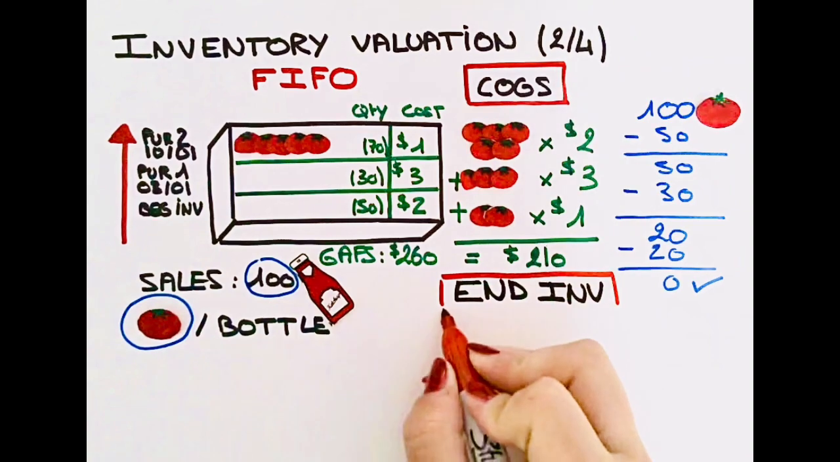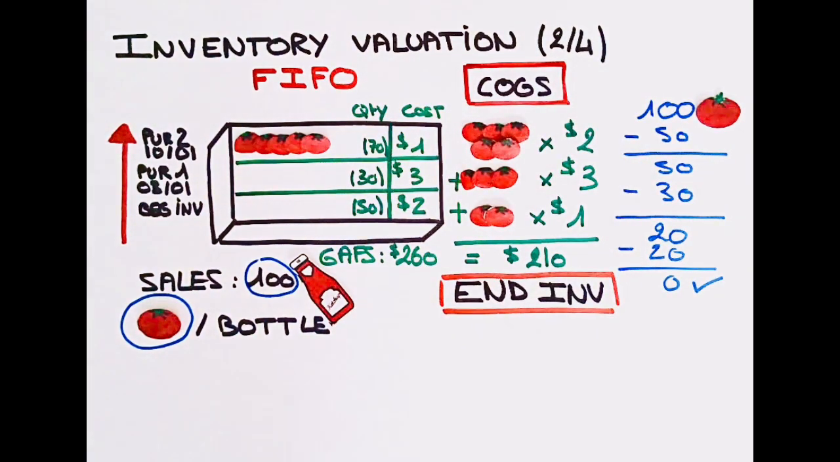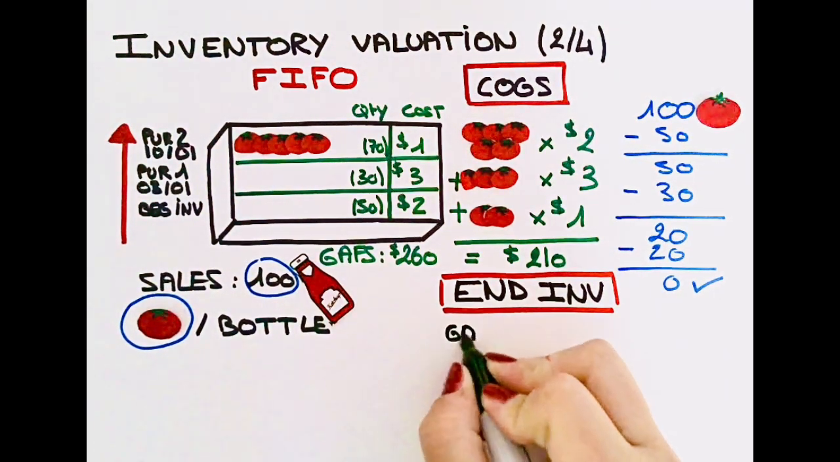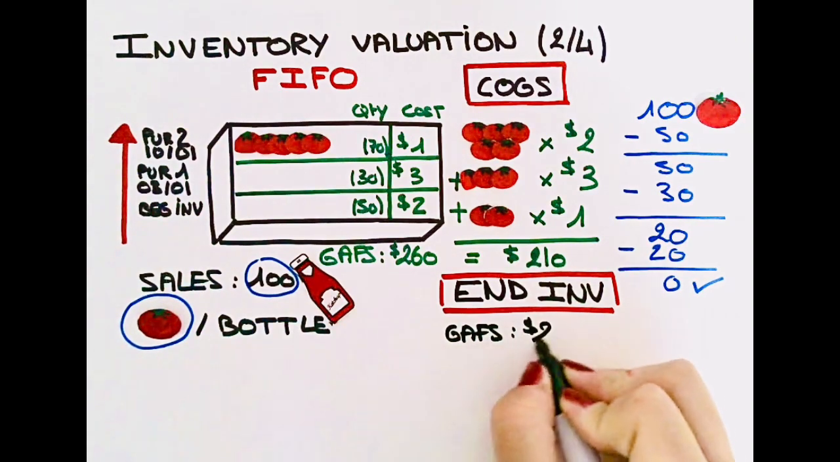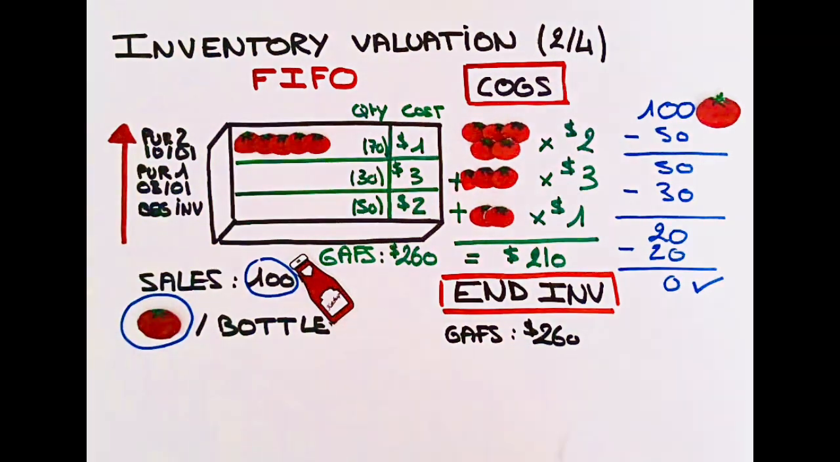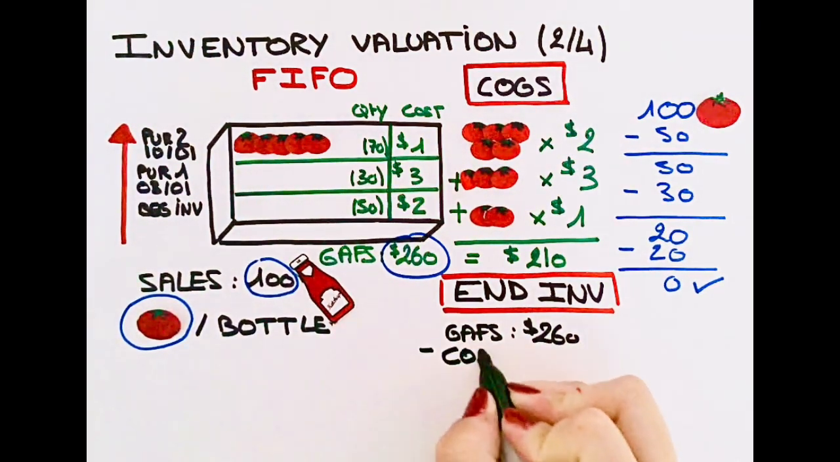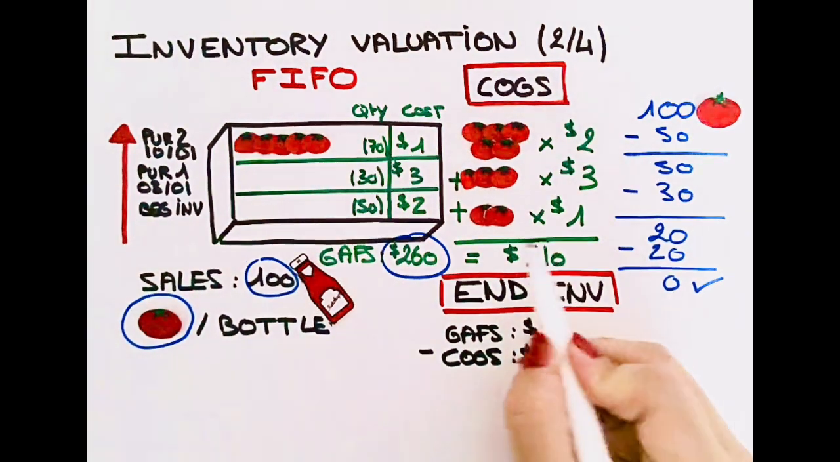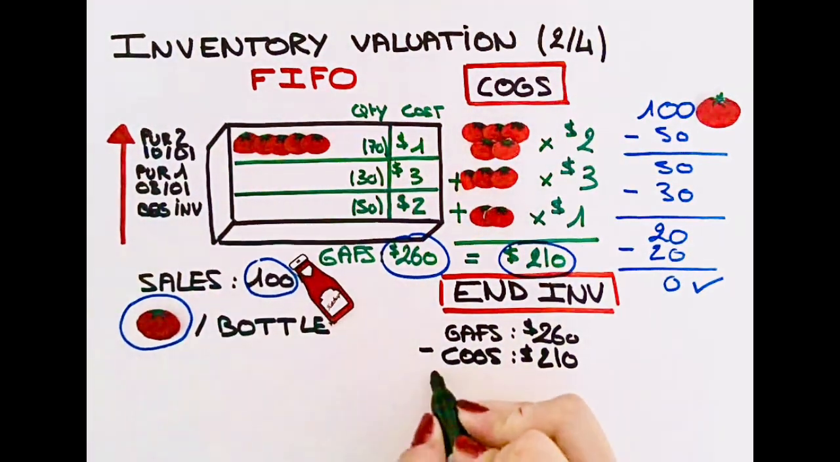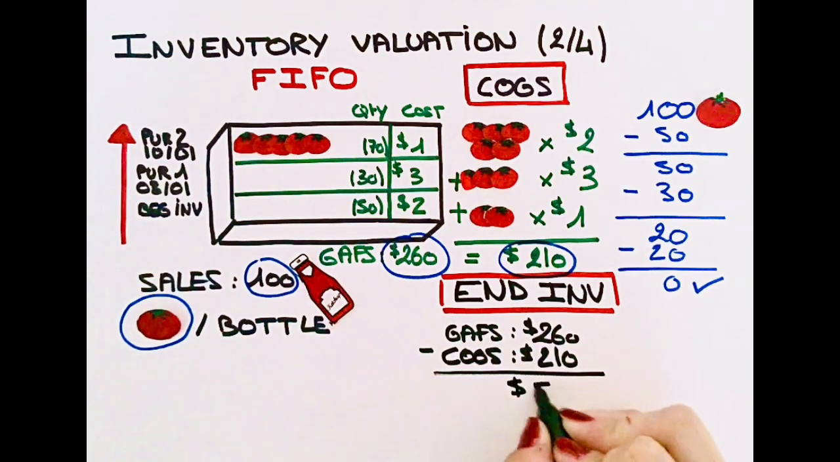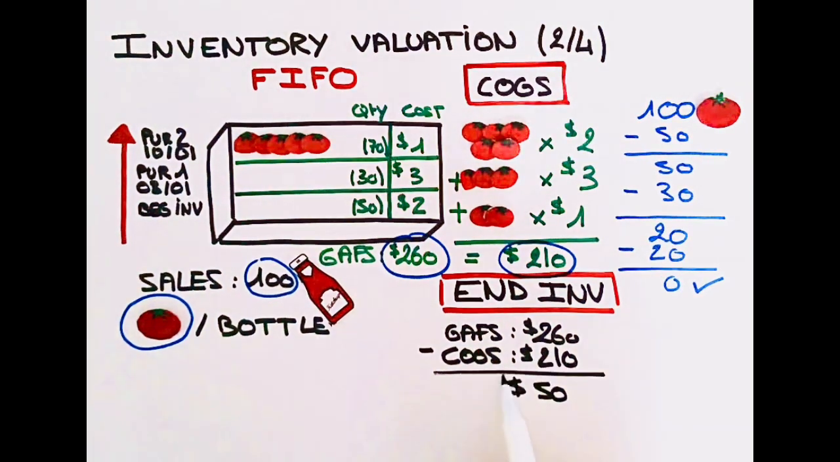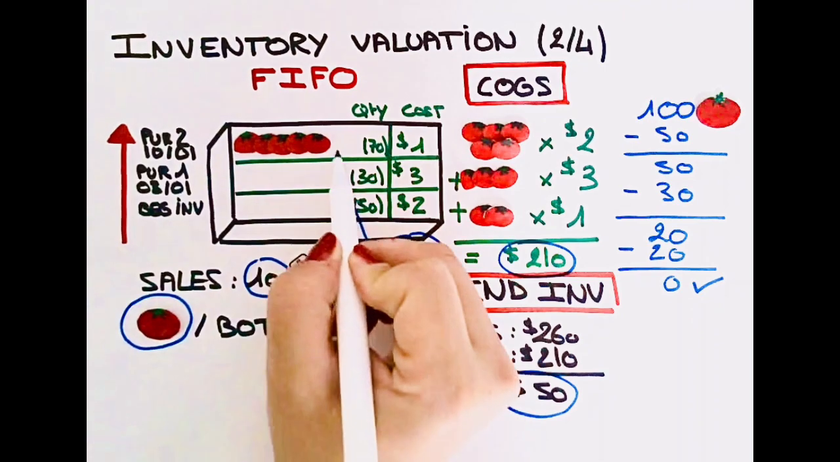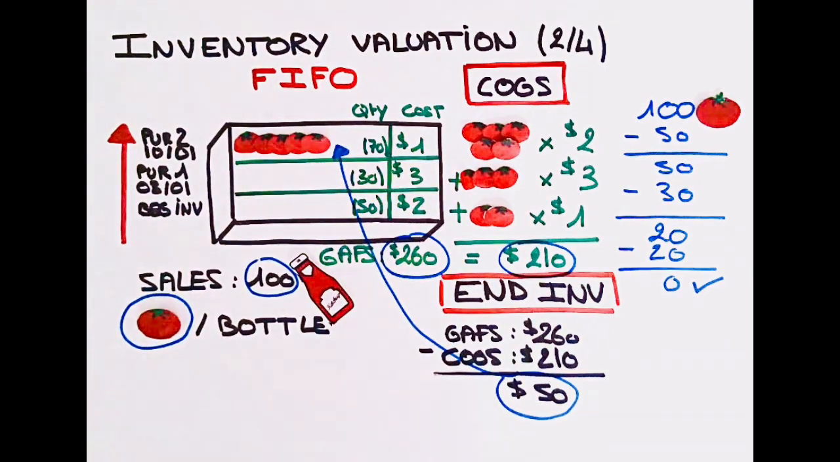Now you have all the information needed to calculate your ending inventory, so you can take your goods available for sale, in other words, how much worth of tomatoes you had in your inventory during the year, $260, minus your cost of goods sold, how much worth of tomatoes you used during the year, $210. The difference equals $50, and you can double check with a picture of our inventory. In our inventory, we still have 50 tomatoes times $1.